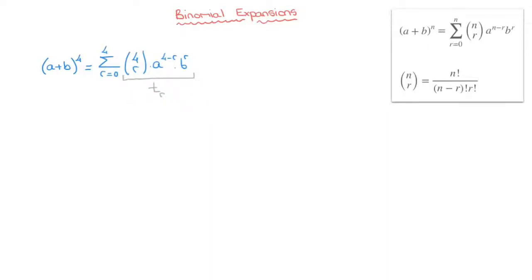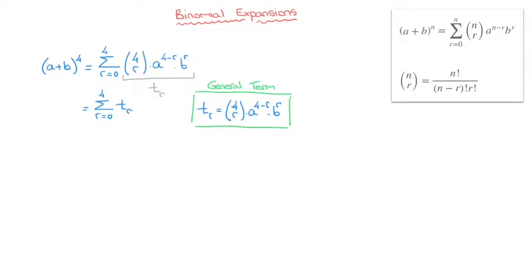I now write that this equals the sum from r equals 0 up to 4 of t sub r. And just to make things clear, t sub r is the general term, which equals the binomial coefficient 4 choose r times a raised to the power of 4 minus r times b raised to the power of r. And I'll go ahead and box that in green and call it general term.